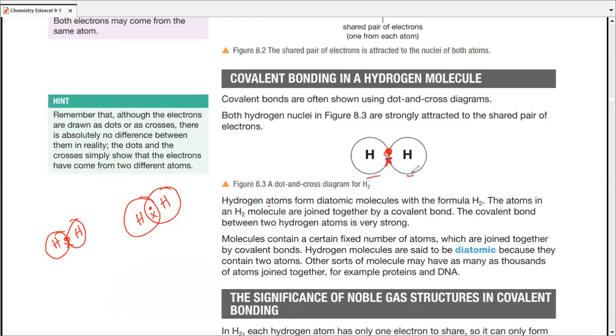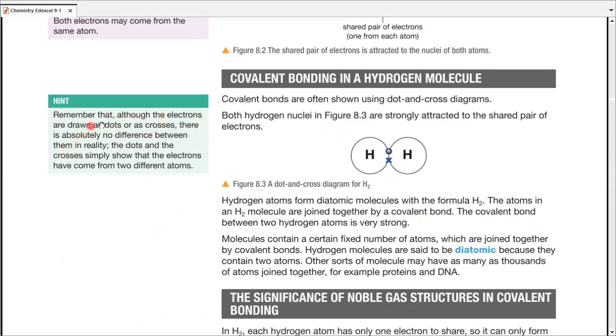This is formed from two hydrogen atoms. We call them diatomic molecules since they are made up of two atoms. The formula is H2. They are joined by a covalent bond in which both hydrogen atoms share one electron each and make a very strong bond. All right? Make sense? Good. Let's move on.